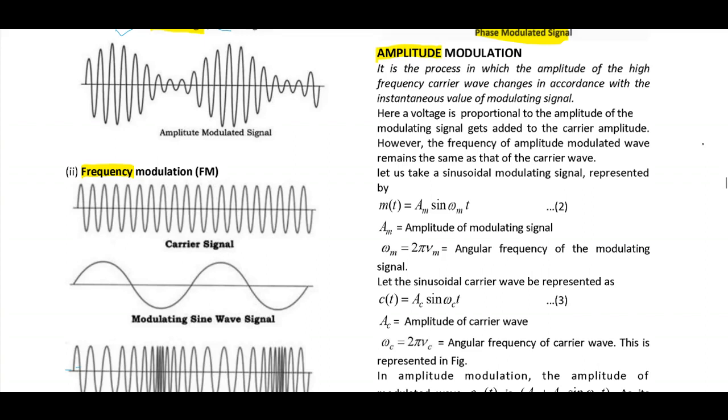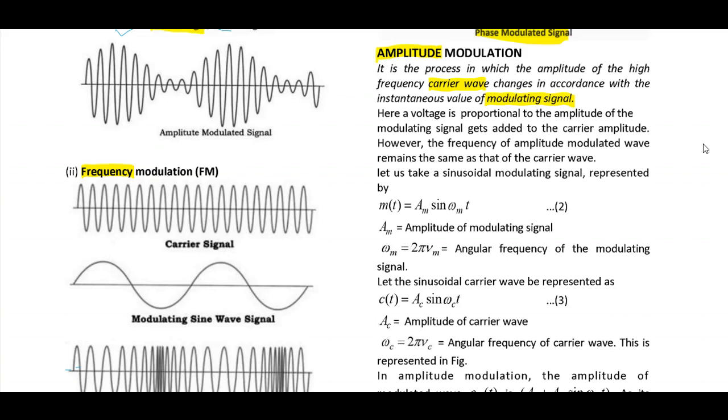One parameter is the carrier wave. Carrier wave is a high frequency wave. Its amplitude is to be varied with respect to the modulating signal. Modulating signal is the information signal. So we shall be having two signals now.